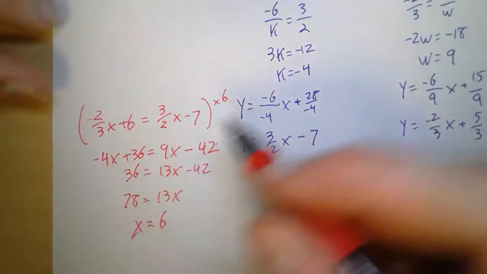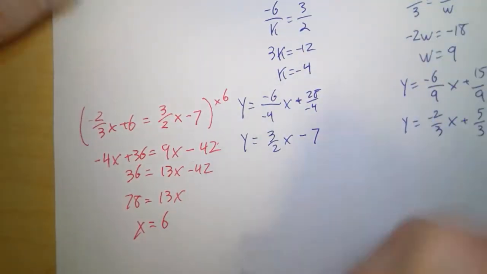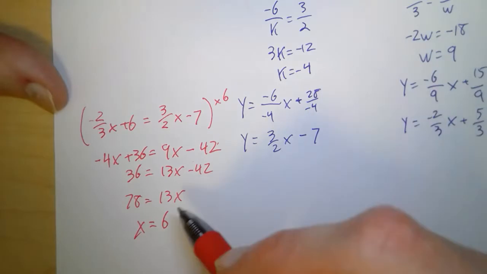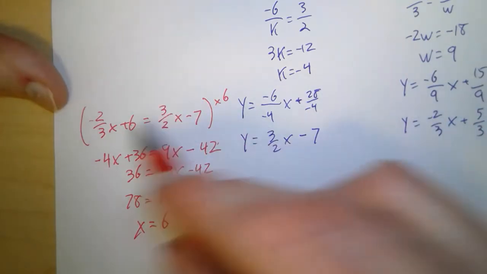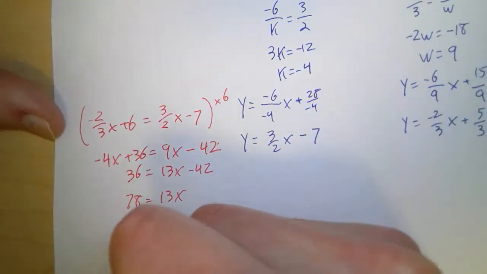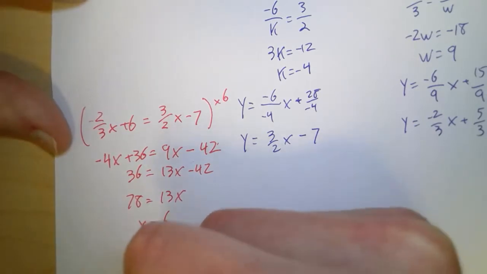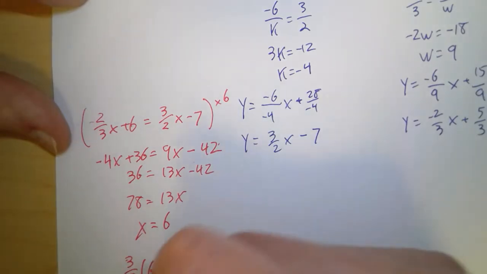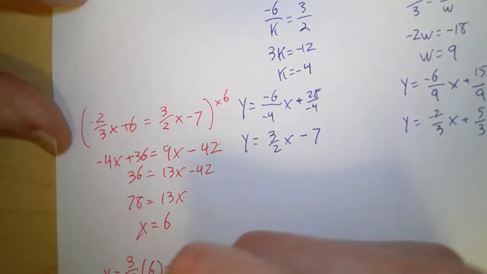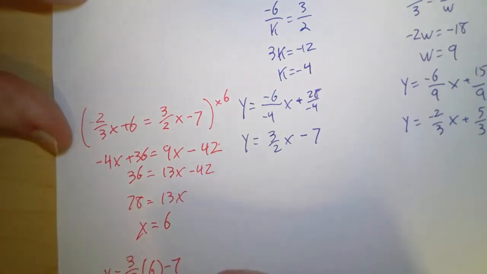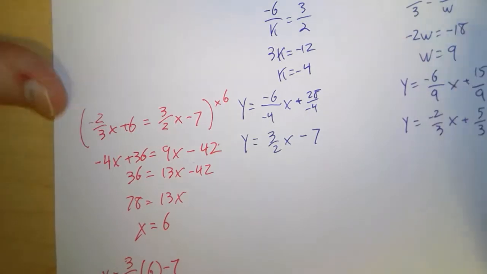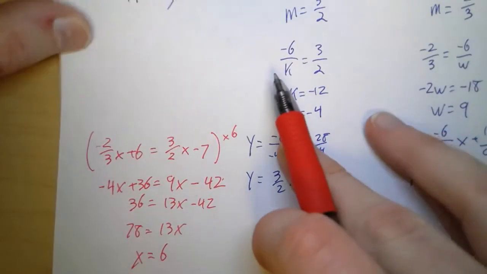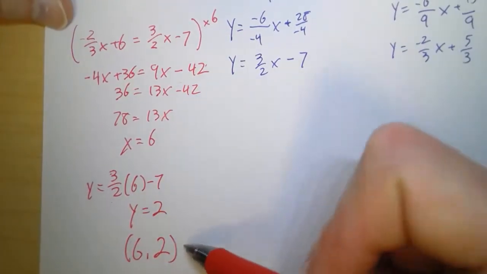So now we need to figure out what's the y value that goes with that. I'll pick an equation, and I can pick either side. So I'll just say 3/2, and instead of x, I put 6, minus 7. So 6 divided by 2 is 3, times 3 is 9, minus 2. That's going to give me my y value of 2. So that means these two intersect at (6, 2). Now I'm going to save that because I'm going to need that in a second.